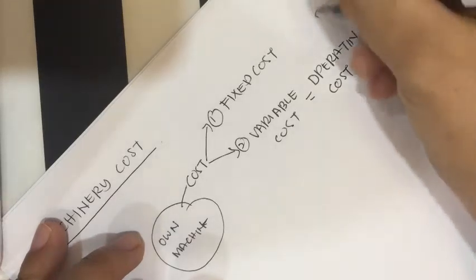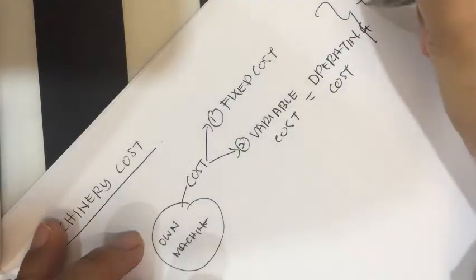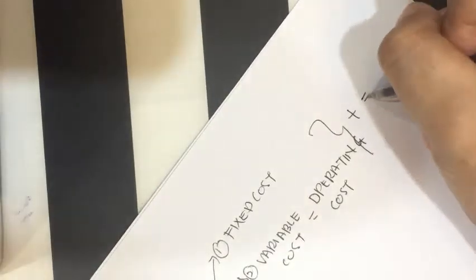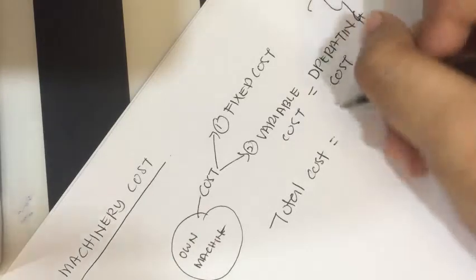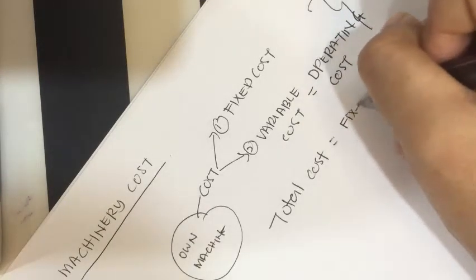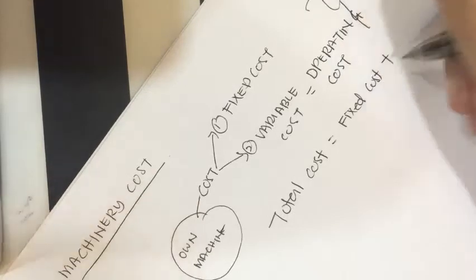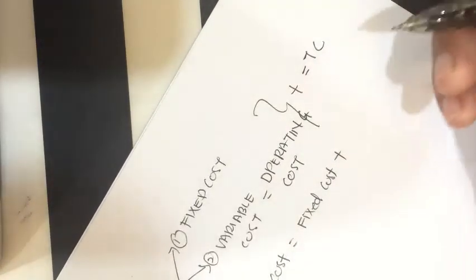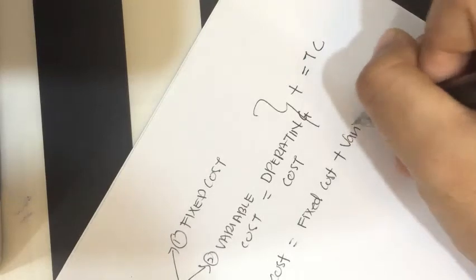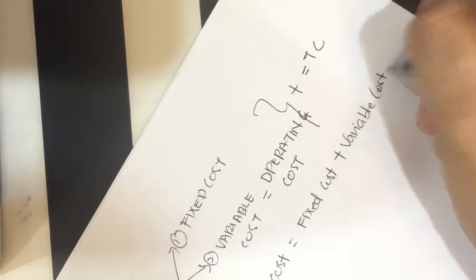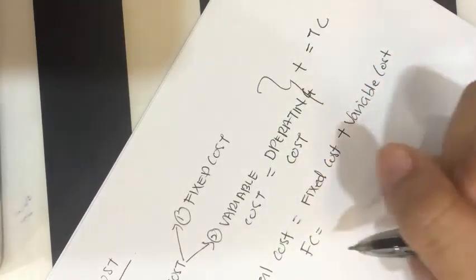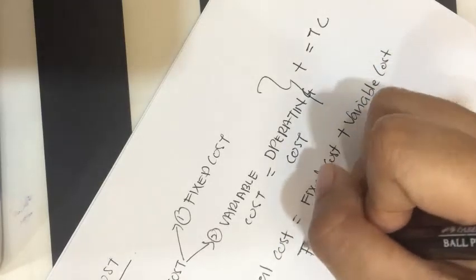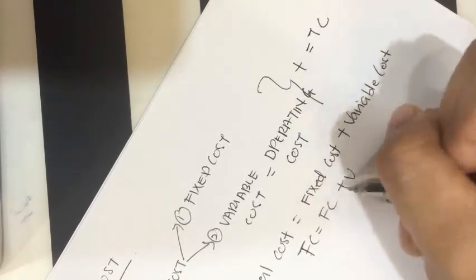And these two costs, when we sum them together, will produce the total cost. The total cost is equal to the fixed cost plus the variable cost. Or in short form, total cost equals fixed cost plus variable cost.